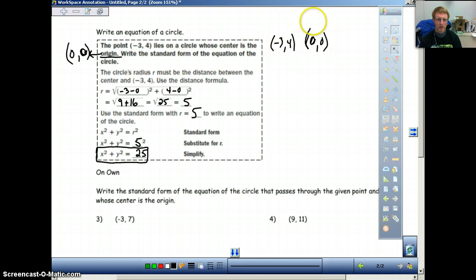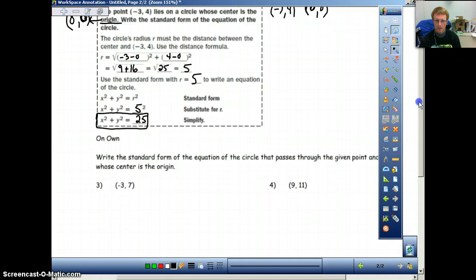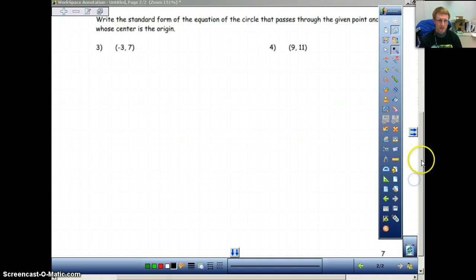So again, you take the 2 points, the one on the edge and the center, you find the distance between them, that will give you your r, and then we plug it in. Whatever this r is goes right here and you square it. So try these two on your own and then hit play when you're ready. Same idea.